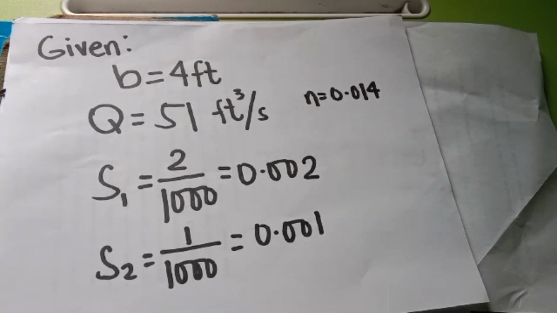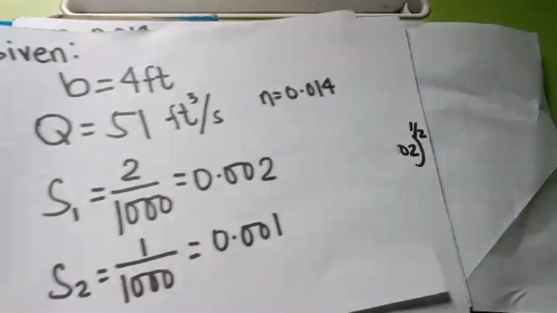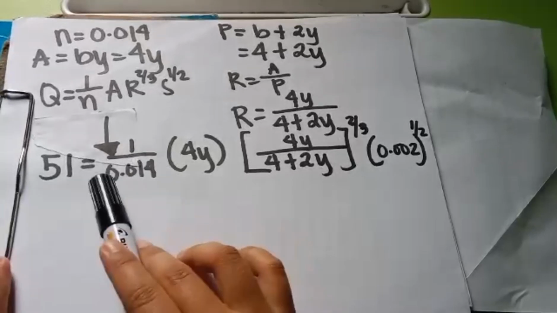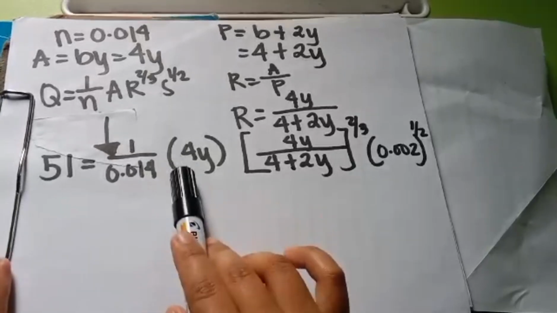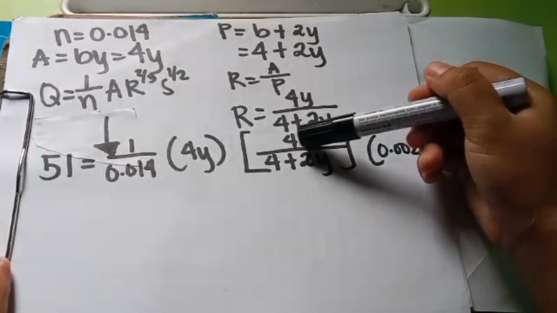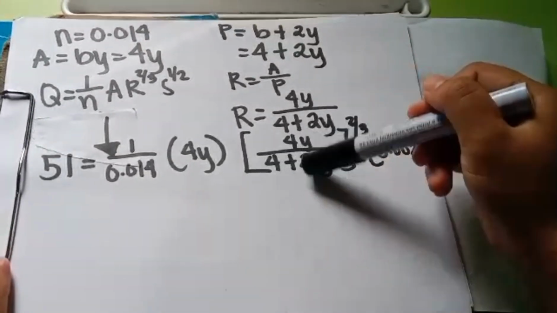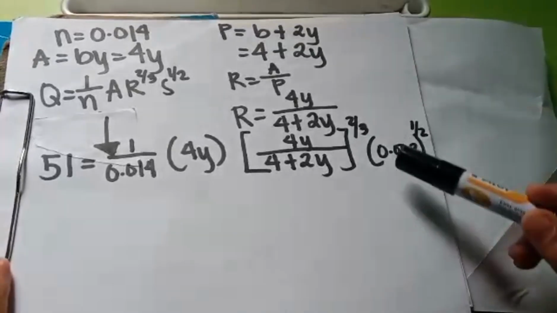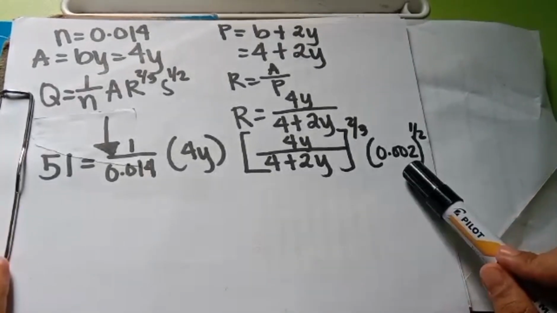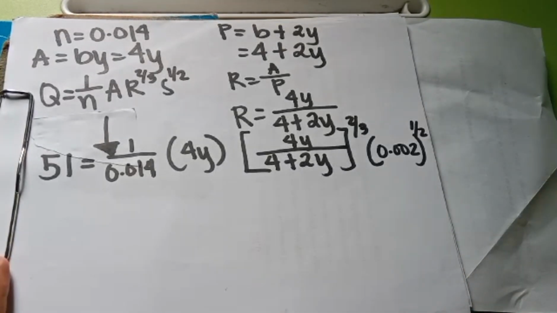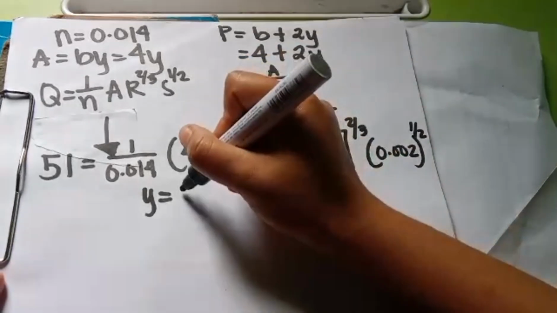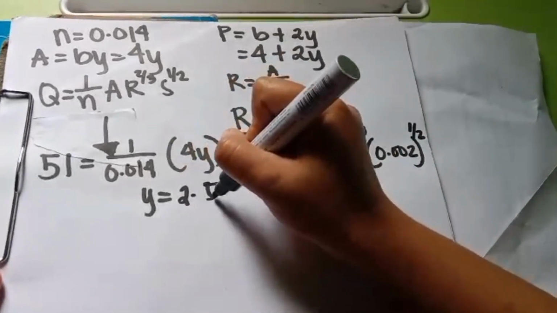Substituting the given values into the Manning equation, we get 51 is equal to 1 over 0.014 times the area, which is 4y, times the hydraulic radius, which is 4y over 4 plus 2y, raised to 2/3, times the channel slope, which is 0.002 raised to 1/2. Solving for y, we have y is equal to 2.5 feet.